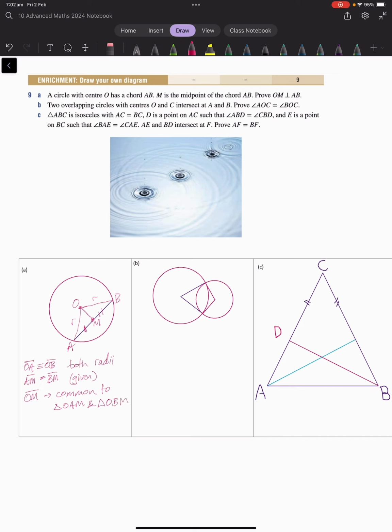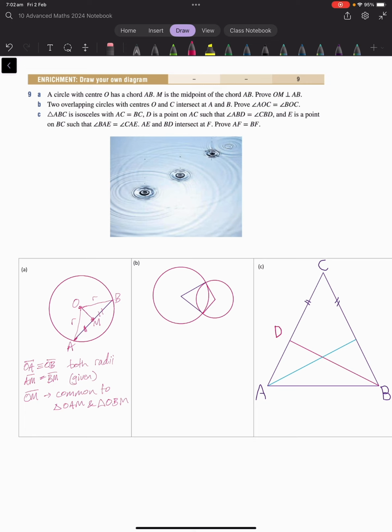Note when I'm writing the order of the things, OAM and OBM, I'm keeping the corresponding vertices the same. So OAM goes from the top to the very acute angle to the one where we think the right angle might be, and OBM goes from the top to the very acute angle to the one where we think the right angle might be. Keeping the corresponding angles in order makes everyone's life a lot easier. So I've got that there.